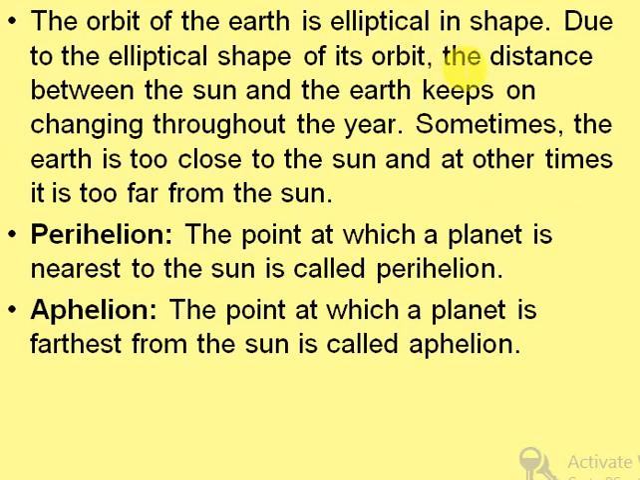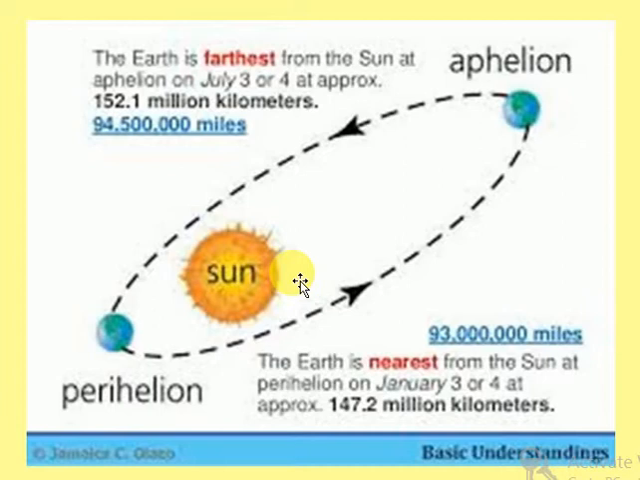The orbit of the earth is elliptical in shape. Due to this elliptical shape of its orbit, the distance between the sun and the earth keeps on changing throughout the year. Sometimes the earth is too close to the sun, and other times it is too far from the sun. What is it called?